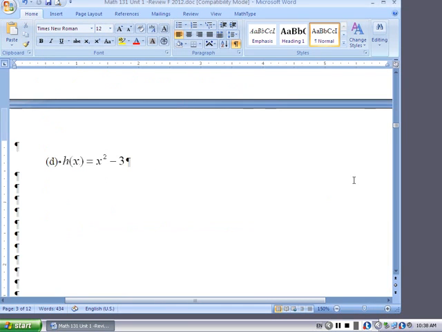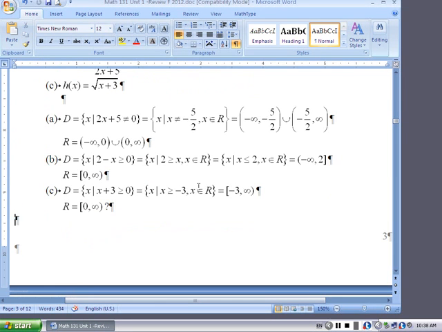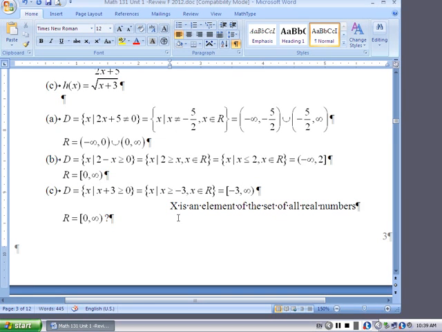Yes. Now, that sideways E means X belongs to, is an element of. X is an element of the set of real numbers. This is the set of all real numbers. So how do you read that? Okay, you want me to write it down? No problem. I'm very happy to write this down. You read X is an element of the set of all real numbers. Okay, this is how you read it.